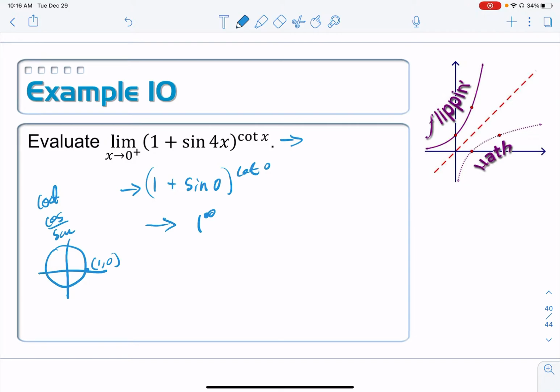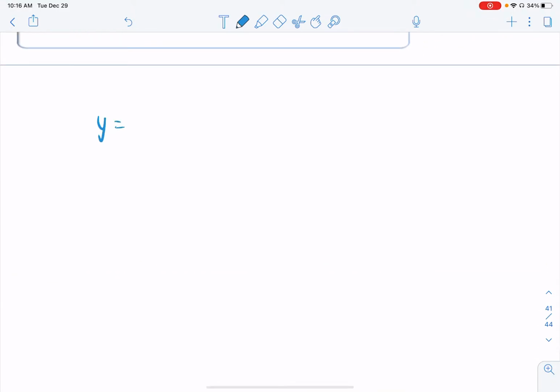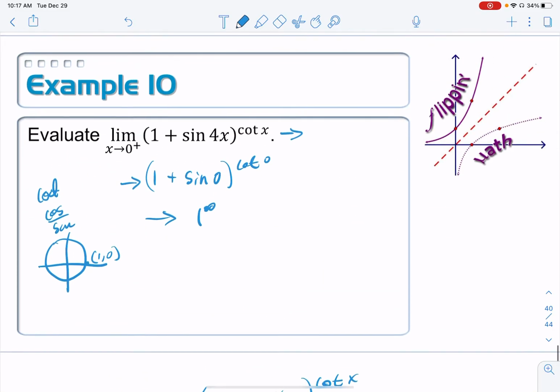So this is not L'Hopitalable, so since it is an indeterminate power, we're going to have to set this up as a logarithmic differentiation. Let's set this thing equal to y. The limit as x approaches 0 from the right of 1 plus sine 4x, raised to the cotangent of x.